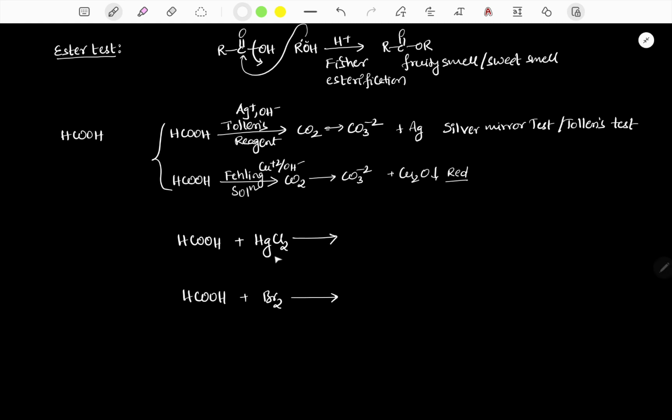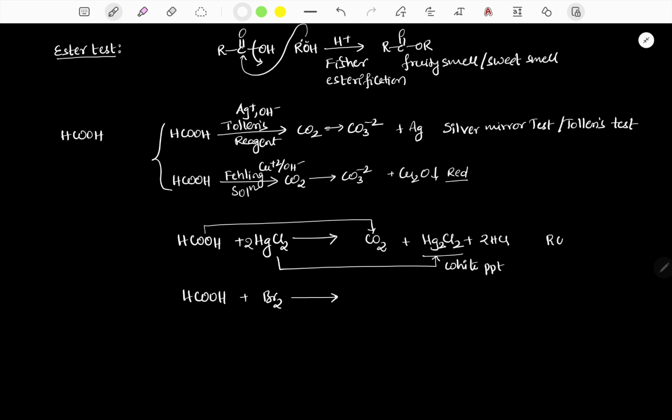When formic acid is treated with mercuric chloride, formic acid undergoes oxidation and mercuric chloride undergoes reduction and forms mercurous chloride. So it is a completely balanced equation. Formic acid reacts with mercuric chloride and forms mercurous chloride, and this mercurous chloride is a white precipitate. Other carboxylic acids cannot be oxidized with mercuric chloride.